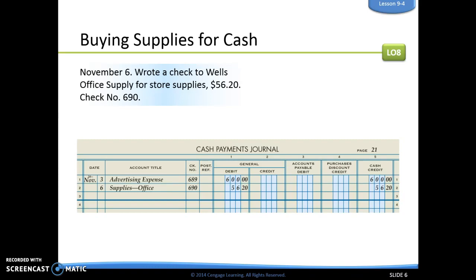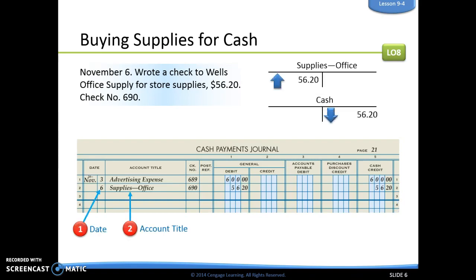Next transaction, buying supplies for cash. November 6th, we wrote a check to Wells Office Supply for store supplies, $56.20, check number 690. Again, we see that we have a check, that we're paying cash, so that tells us we're going into our cash payments journal. Here we're going to start with our date. We're going to debit supplies office for $56.20, and we're crediting cash. And then we're going to write in our source document, 690.